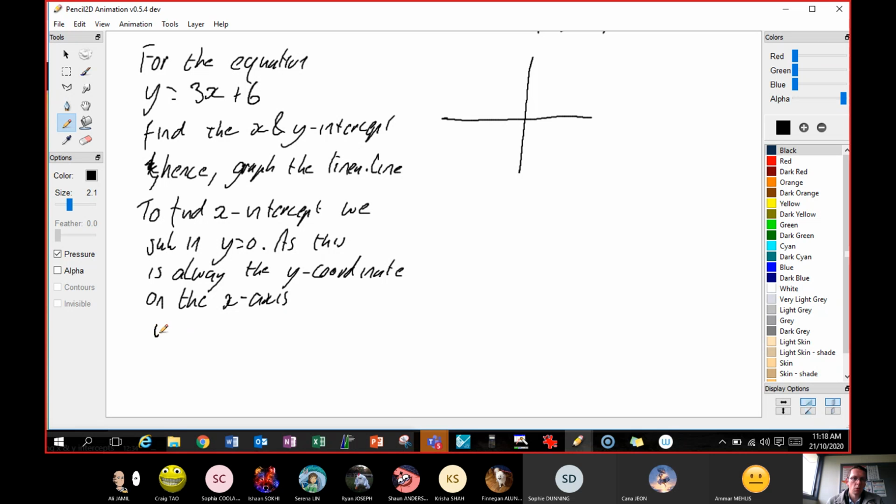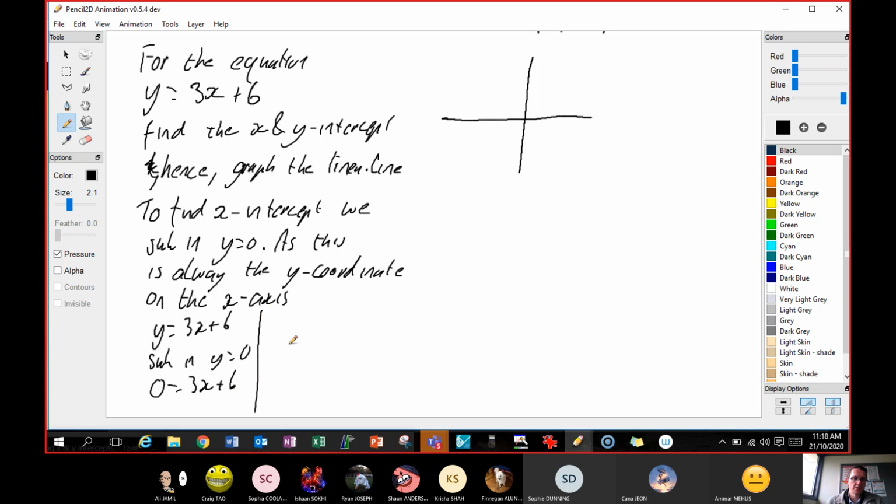So we've got y equals 3x plus 6. Sub in y equals 0. 0 equals 3x plus 6. Minus 6 from both sides. Negative 6 equals 3x. Divide by 3 on both sides. Negative 2 equals x. Therefore, the coordinate would be negative 2 for our x, because that's what we found, and y equals 0.